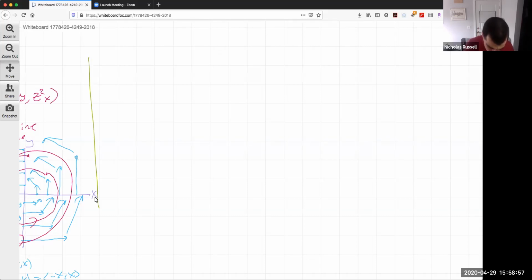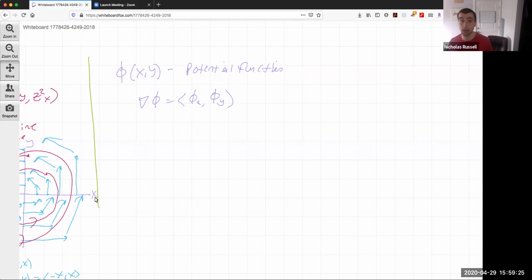So take a function f. I'm actually going to define it as phi. Okay, this is the letter phi. If I have a function phi(x, y), I'm going to call this a potential function. Now, if I take the gradient of this, let's assume that's in terms of just x and y, I take phi sub x and phi sub y. I'm just taking the derivatives. That's the gradient, right? The gradient is the derivative with respect to x and the derivative with respect to y.